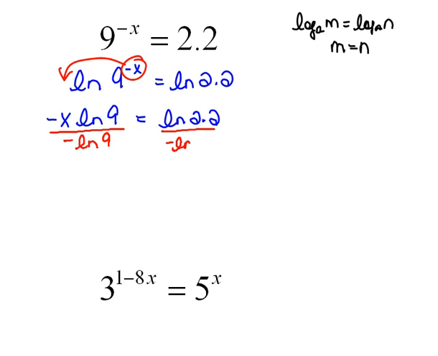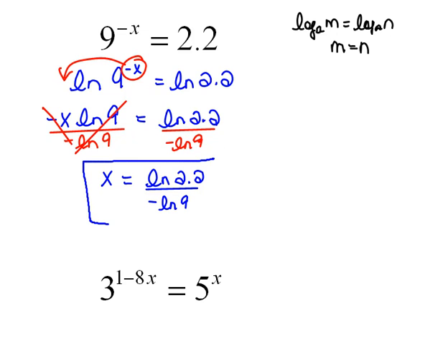And now we can get x alone very easily by dividing both sides by negative natural log of 9. Because when we do that, our negative will cancel and the natural log of 9 will cancel, and we have x equals the natural log of 2.2 divided by negative natural log of 9. This is our exact answer.